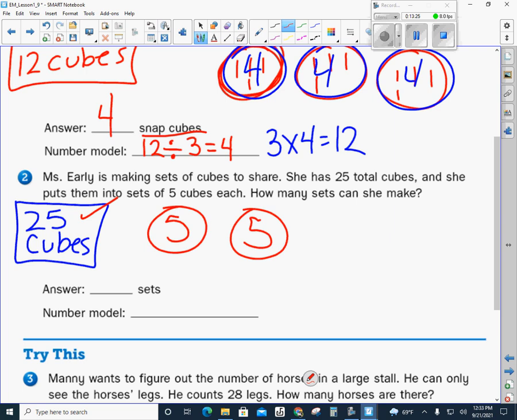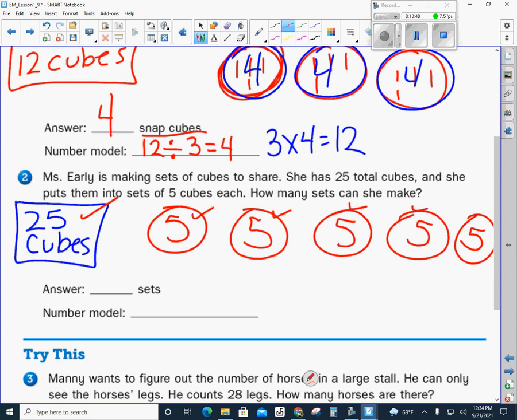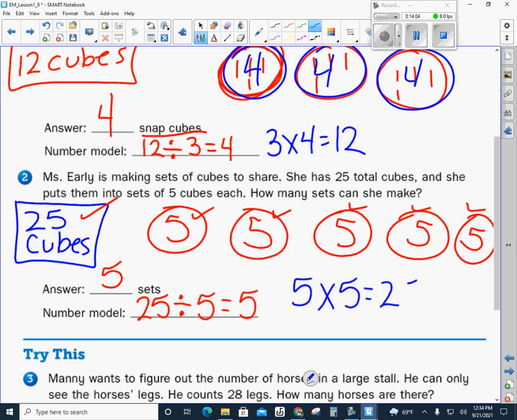So I've got 5, 10, 15, 20, 25. This time they were in sets of 5. How many sets can she make? 1, 2, 3, 4, and 5. She can make 5 sets. Again, my number model should be 25 divided by 5 equals 5. I was dividing those 25 into sets of 5, and I got 5 sets or 5 groups. Now, if you wrote the number model 5 groups of 5 equals 25, I would accept that at this time of the year as well.